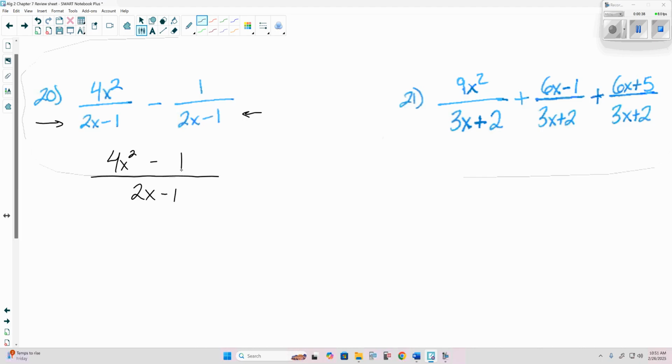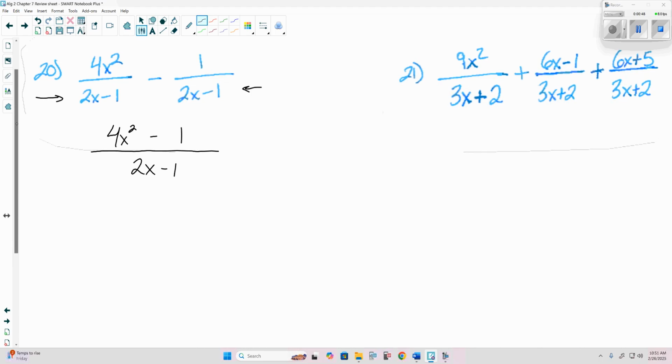Now, normally with subtraction, we would put parentheses around both, but because it's a single term, we don't have any issues with distributing the negative. So here, since the denominators are already the same, we can go on and subtract the numerators. Now, the numerator of this here, 4x squared minus 1, is factorable.